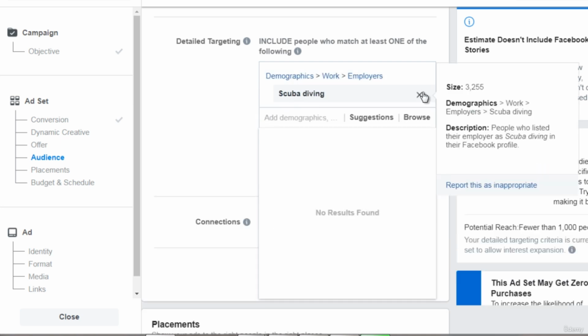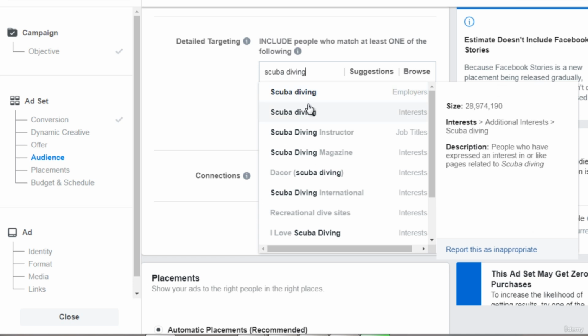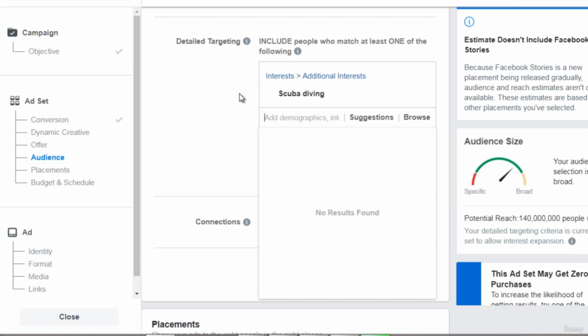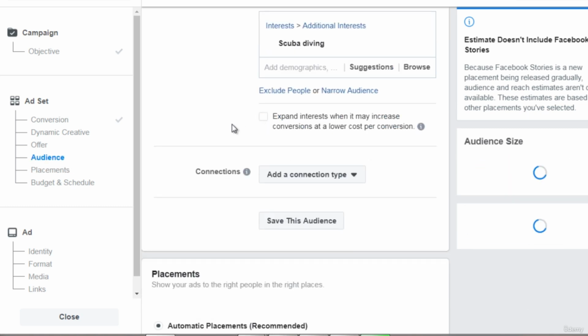Now, let me delete that. We selected the employers, so make sure that you choose the right one. So we can see interest. It has 28 million people. That's a good sign. And we're going to uncheck that.